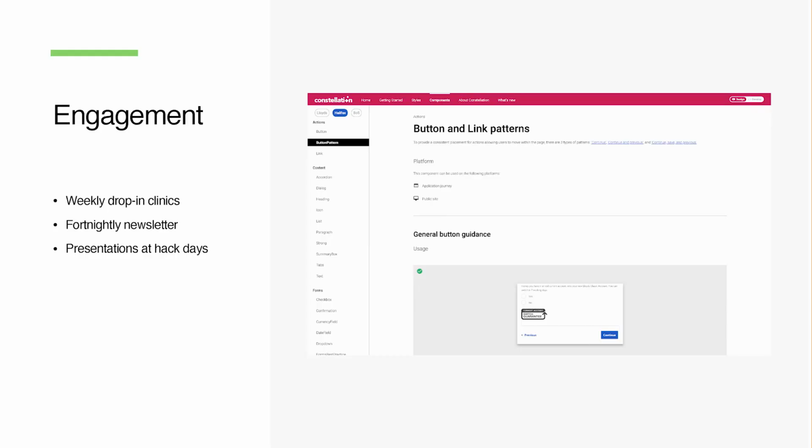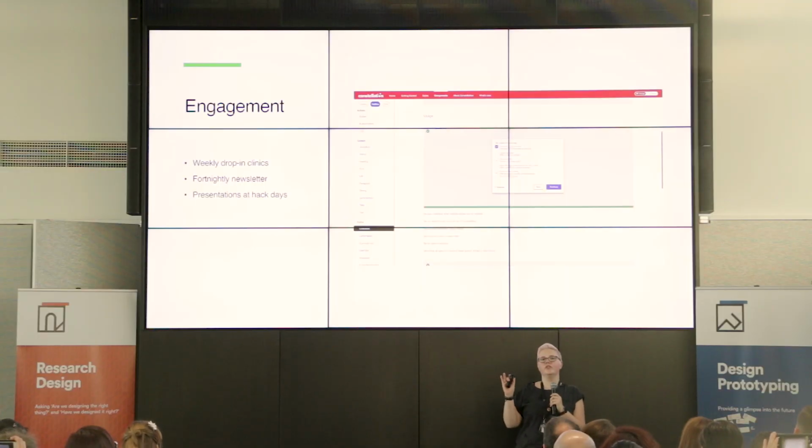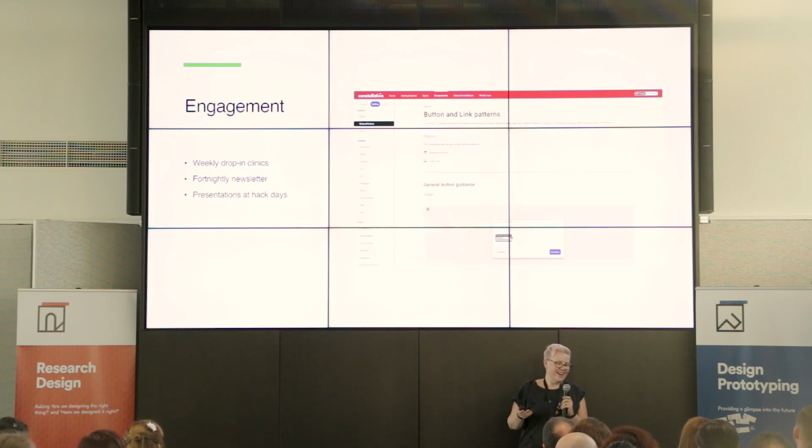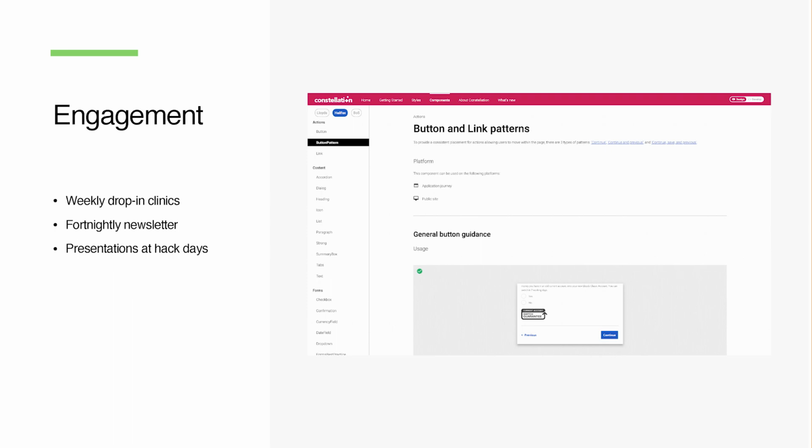Finally, the way we've engaged with the business has also been really successful. We have weekly drop-in clinics, and they get really rave reviews from our colleagues. We send a fortnightly newsletter, and that is absolutely crammed full of Star Trek and space puns. Absolutely crammed full, which we enjoy even if no one else does. And we also attend things like all of the Lloyds Group hack days to raise awareness of Constellation with the wider network of developers.